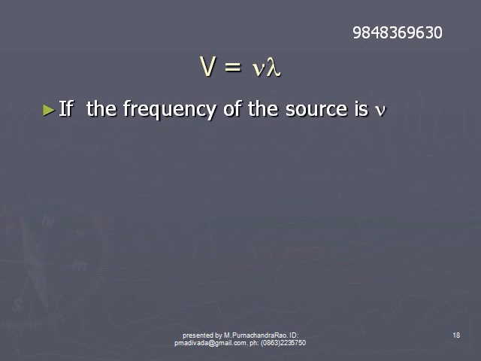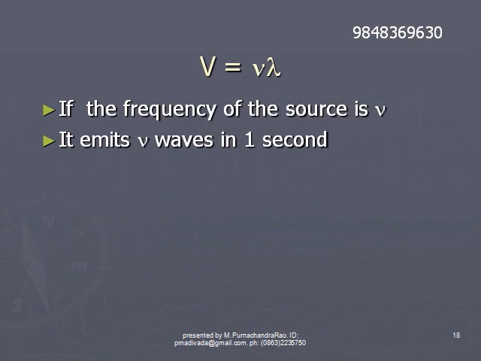What is the relation between speed of the wave, frequency and wavelength? This relation is given by V is equal to nu lambda. V is equal to nu lambda. Sometimes we use n lambda.